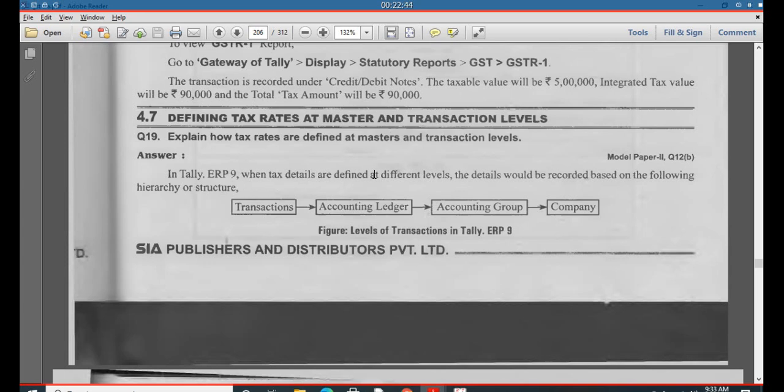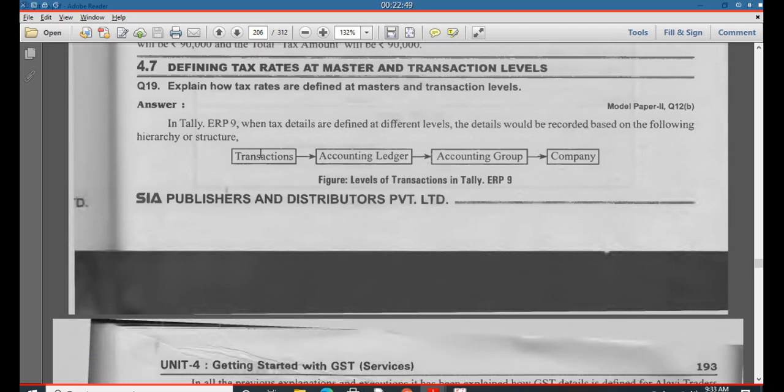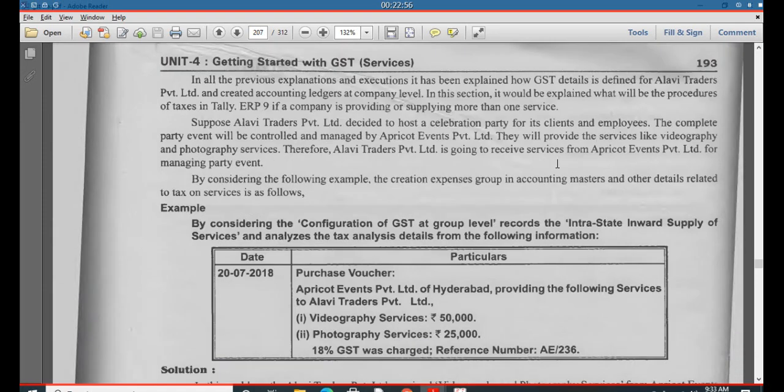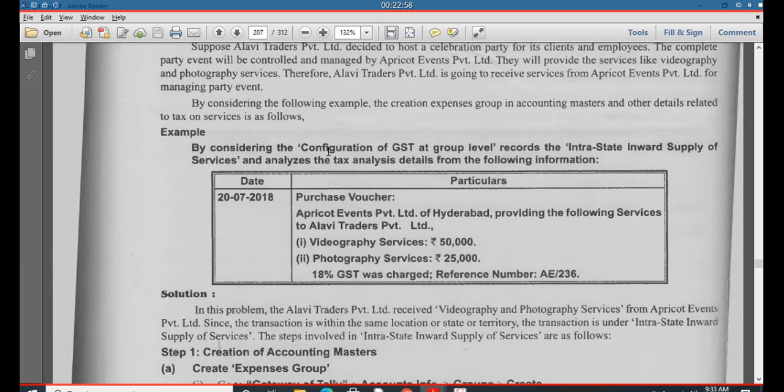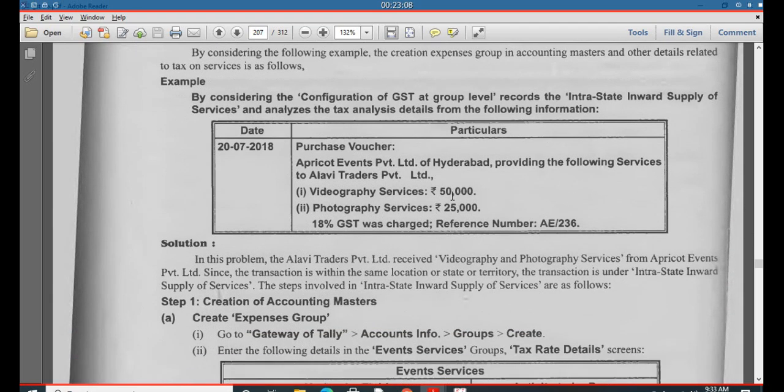So when the tax details are defined at the different levels, the details would be recorded based on the following hierarchy. Taxes can be defined at transaction level, accounting ledger level, accounting group level, or company level. So in the same way, by considering the configuration of GST at group level, record an intra-state inward supply of services and analyze the tax analysis details from the following information. So this is the purchase voucher. Apricot Event Private Limited of Hyderabad is providing the following services to Alavi Traders: videography services 50,000 and photography services 25,000.